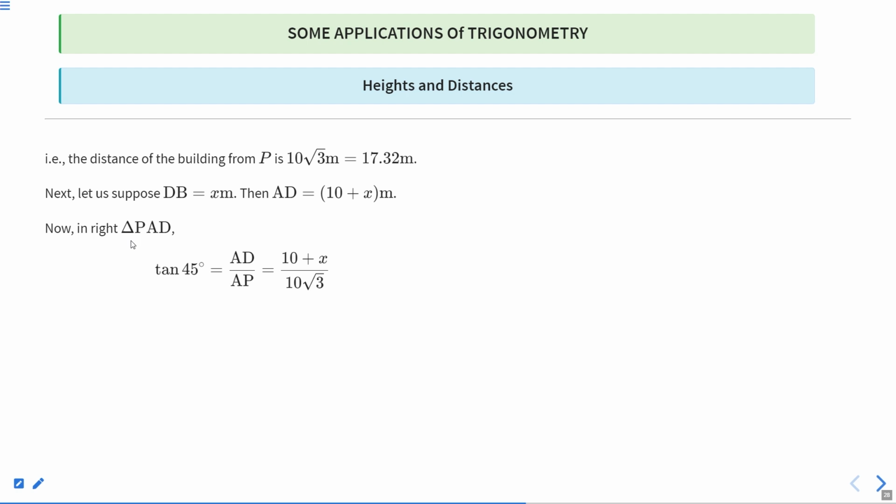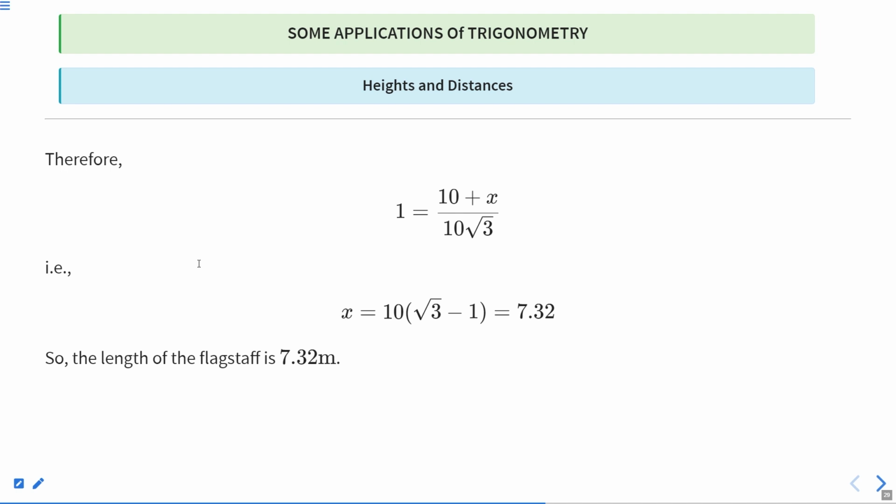Here tan 45 degrees is equal to AD by AP, and here AD is basically 10 plus x, and AP is equal to 10 times root 3, and we know the value of tan 45 degrees is equal to 1. So if we put all these values, then we get 1 is equal to (10 plus x) by 10 times root 3. That is x is equal to 10 times (root 3 minus 1), and if we take the value of root 3 as 1.732, then we get 7.32. So the length of the flagstaff is 7.32 meter.